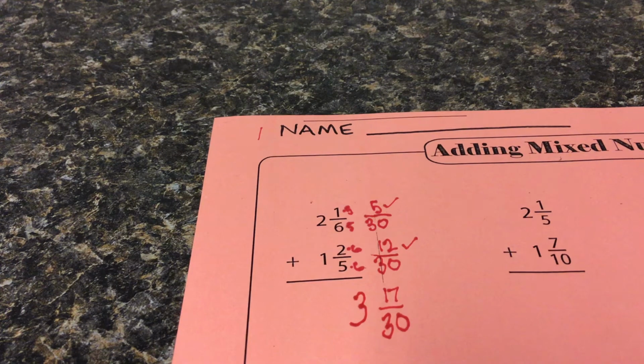You would do any reducing that you needed to do. You would fix any improper fractions, because we can't have improper fractions at Tech. But this answer is fine the way that it is.